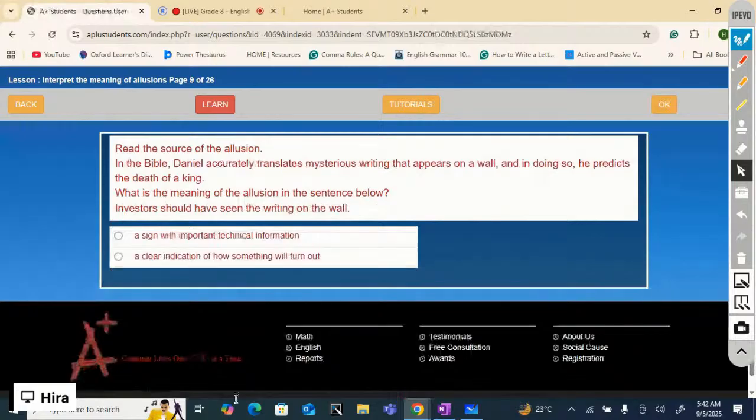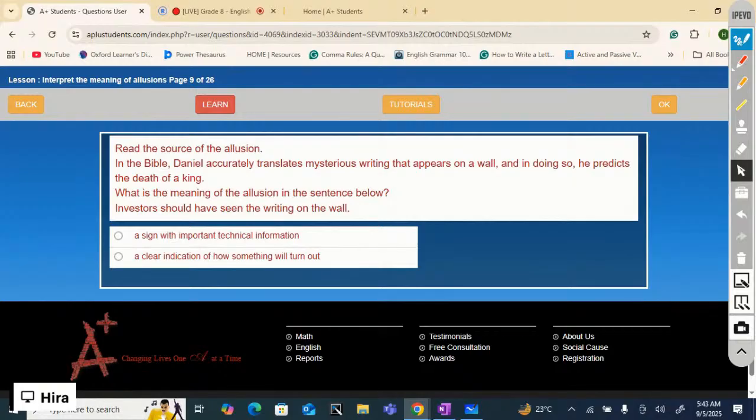In the Bible, Daniel translates mysterious writing that appears on a wall, and in doing so, he predicts the death of a king. What is the meaning of the allusion in the sentence below? Investors should have seen the writing on the wall. It is a sign with important technical information, or a clear indication of how something will turn out.